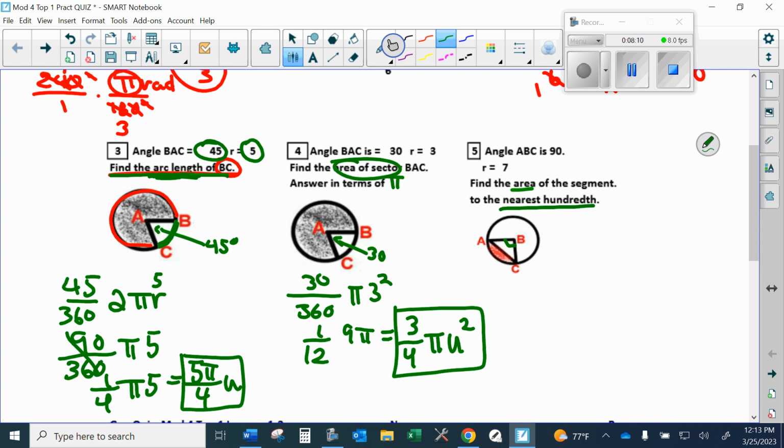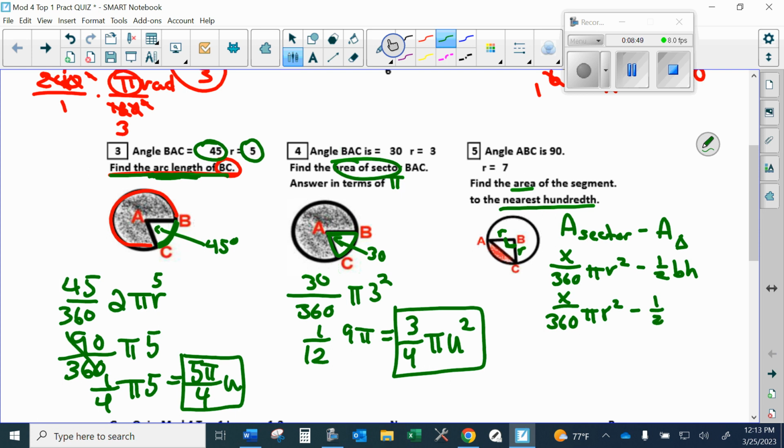Okay, they tell me that's 90 degrees. So on number 5, we're finding the area of this sector like we did here, and then we have to subtract off the area of the triangle. So area of sector minus area of triangle. Area of sector would be x over 360 times pi r squared. Area of a triangle we know is 1/2 base times the height. Well, this base and height, remember, are always at 90 degrees, which is there, and each of these is a radius. So now it's really saying x over 360 pi r squared minus 1/2 r squared, because base and height are both r.